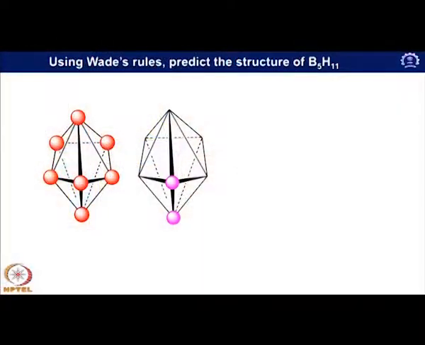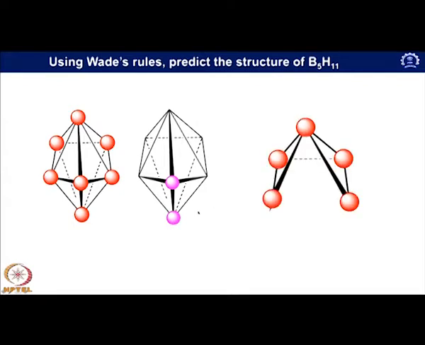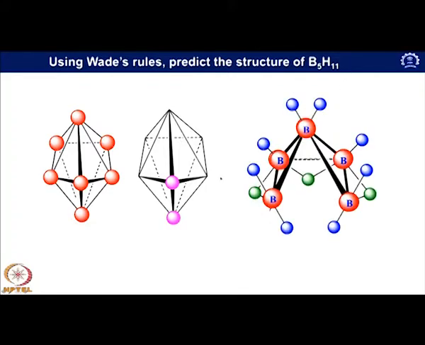So, we have to choose which ones have to be taken. These 2 have to be taken out, first one from the capping position, and next one from the plane. So, this has to be taken out. Once you take out this one, this is the skeleton we will be left with, 5 boron atoms. This represents the skeleton of B5H11, and now we put all the hydrogen atoms. This is how it looks. So, this is the structure of B5H11 predicted using Wade's rules. I hope you have understood this one. Let me do more examples to make it clear.